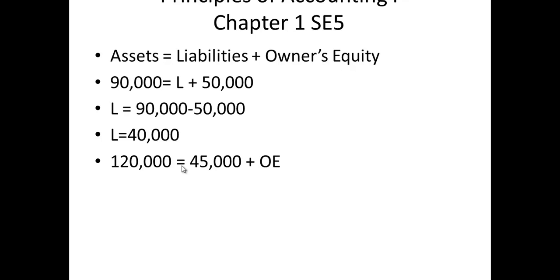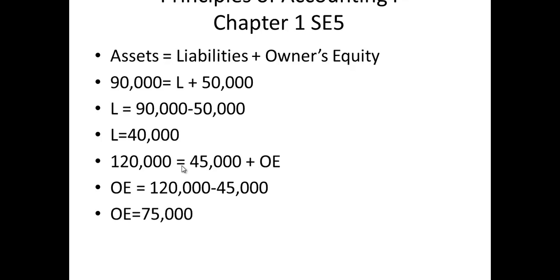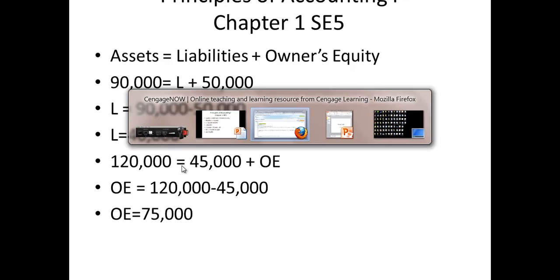Assets increased by $30,000, so $90,000 plus $30,000 gives us our $120,000 in assets. Our liabilities increased by $5,000, which brings them to be $45,000 at the end of the accounting period. So now we have another algebraic equation that we can solve for owner's equity, leaving us with $120,000 in assets minus our $45,000 in liabilities gives us $75,000 in owner's equity.